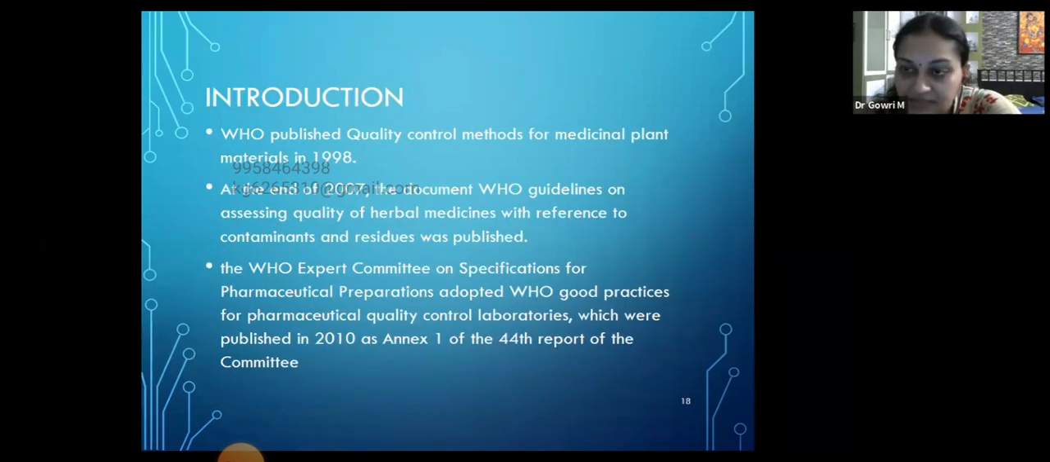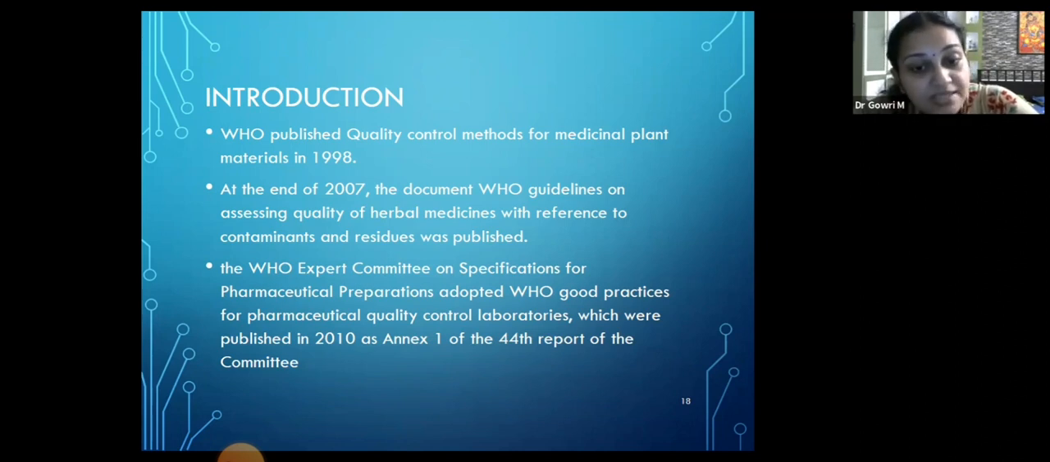So analytical studies. First, we'll see what analytical studies are and what parameters we have to check in analytical studies. It was in 1998 that WHO published quality control methods for medicinal plant materials. And at the end of 2007, WHO guidelines were documented for assessing the quality of herbal medicines with reference to contaminants and residues. It was also published in 2007.